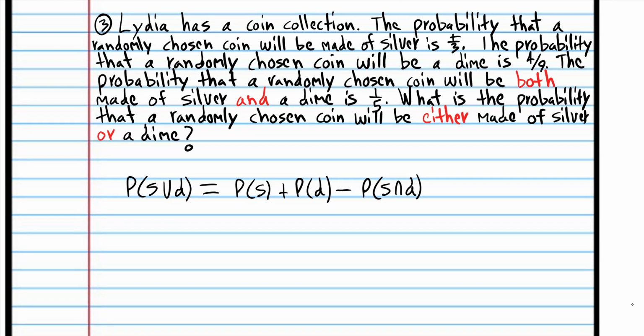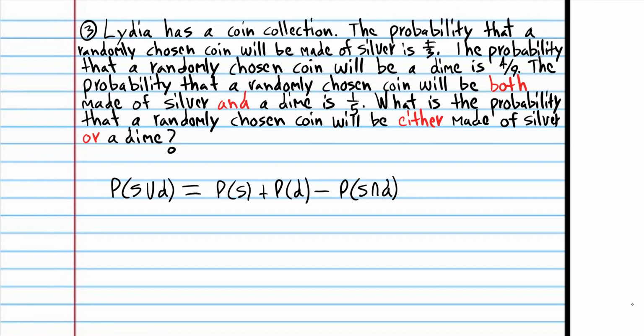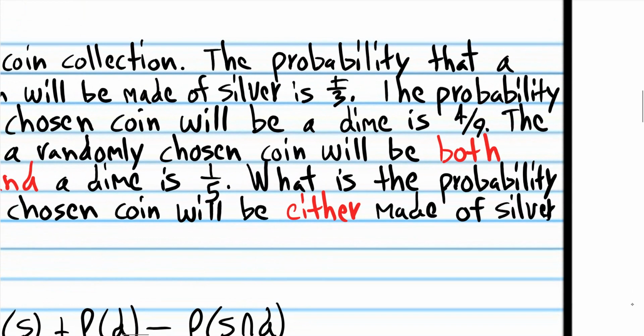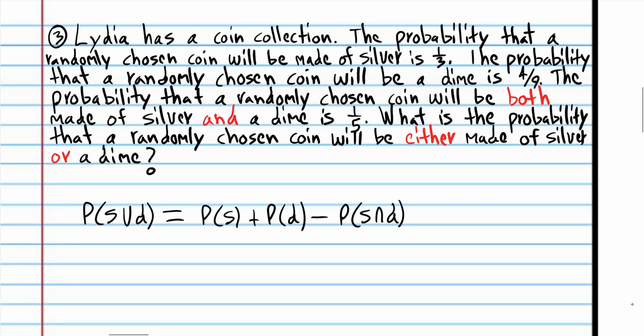Let me give you an example of an event that would be mutually exclusive. Let's say that we wanted to know the probability that we would get either a dime or a quarter. Is it possible to get both a dime and a quarter? If you choose one coin, can that coin be both a dime and a quarter? No, that's impossible. That's mutually exclusive.